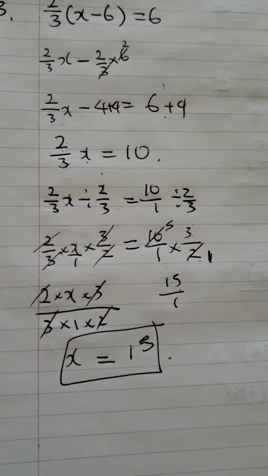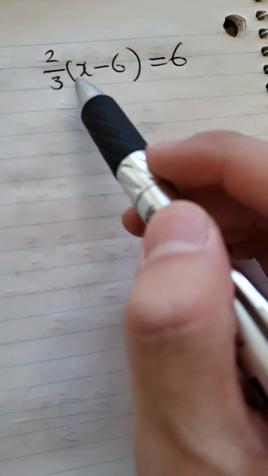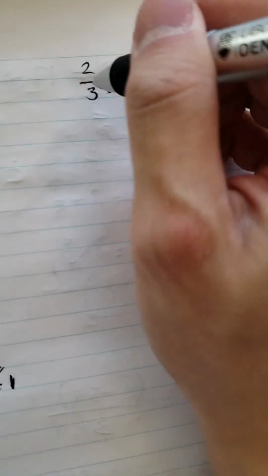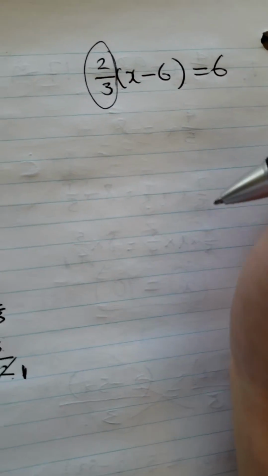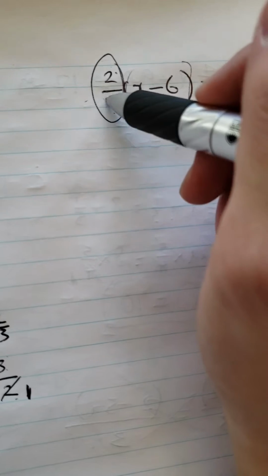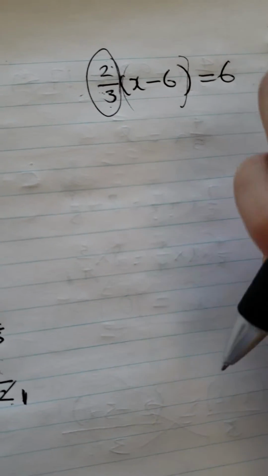So that's one way of solving it. And the other way is that this is 2 over 3 multiplied by x minus 6. So if you want to get rid of this fraction, this is 2 over 3 multiplied by this whole thing, so you just have to divide by 2 over 3 on both sides.